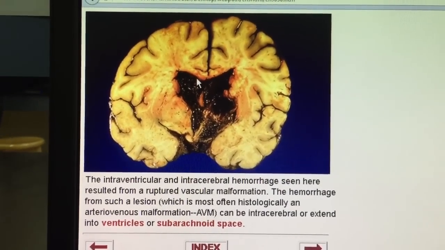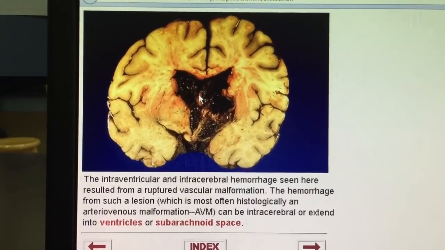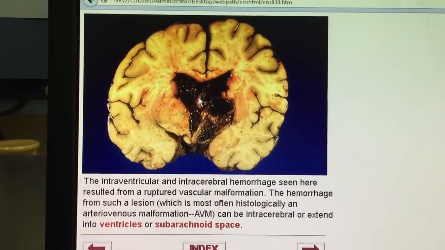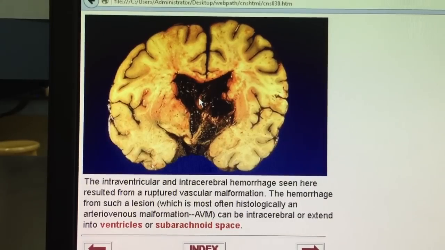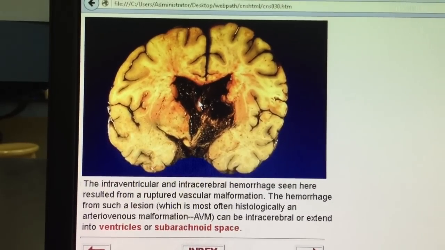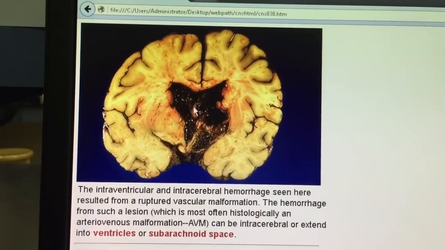Here we have intraventricular hemorrhage. Why? Because of the bleeding, the rupture of the vascular malformation. If it is rupturing inside the ventricle, it will lead to intraventricular hemorrhage, or it could be subarachnoid space hemorrhage.